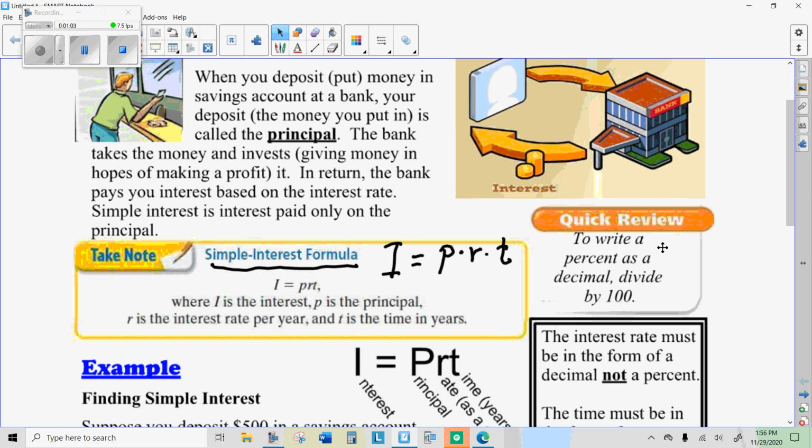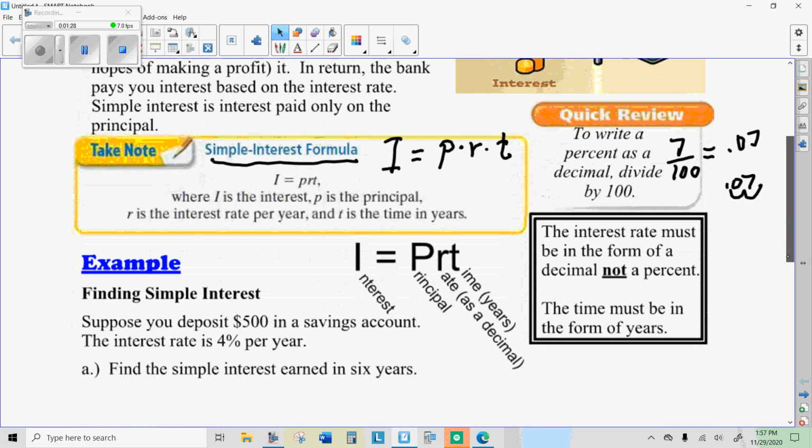Now, to change a percent to a decimal, you divide it by 100. Like if you have 7%, just do 7 over 100. Basically, it's turning that 7 out of 100 into a decimal. If you divide that, you get 0.07. Some people just remember that dividing by 100 moves the decimal back 2 places, so you can do it that way also.